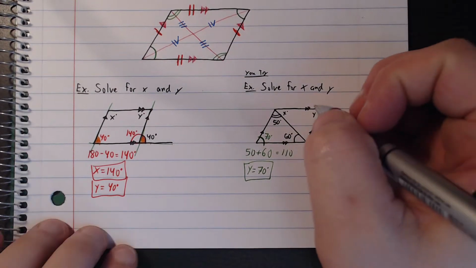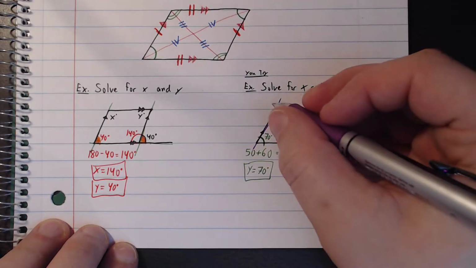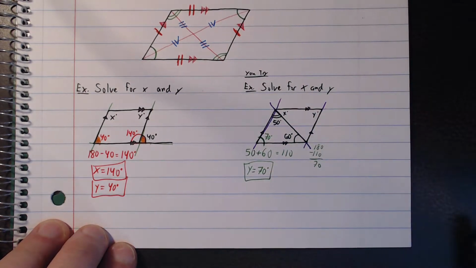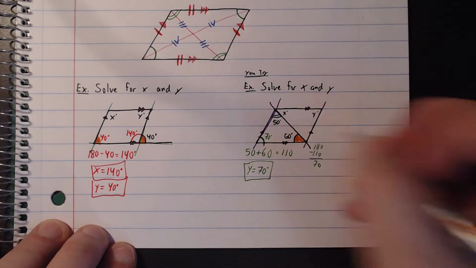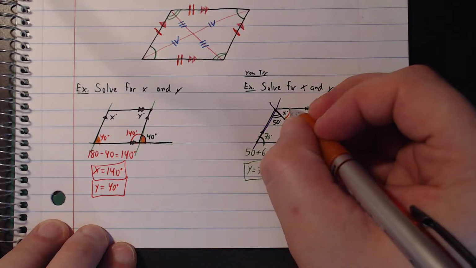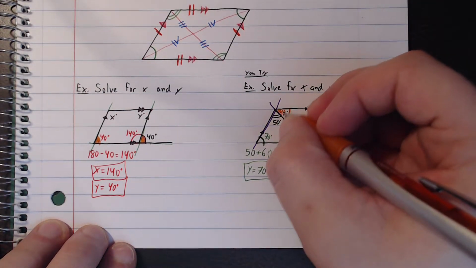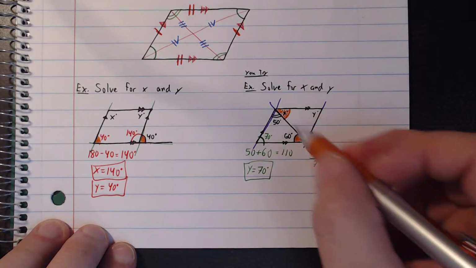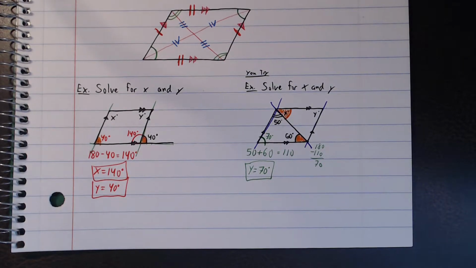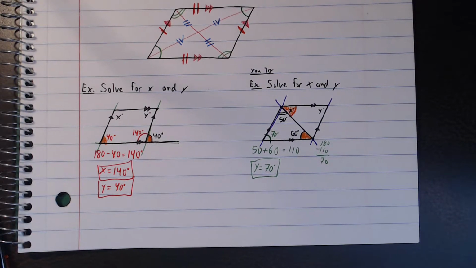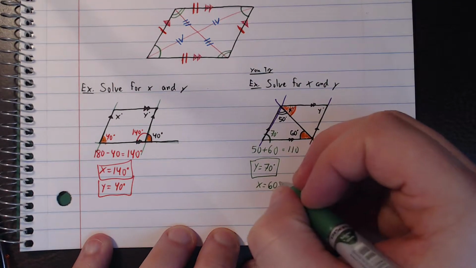For x, we should notice that we have parallel lines being cut by a transversal. And we have an angle measure here of 60 degrees. That is an alternate interior to angle x, which is right here, right? They're on the insides, which makes them interiors, and they're on opposite sides of the transversal. So we have alternate interior angles. We should know at this point that alternate interior angles are congruent. So we can say that x equals 60 degrees.